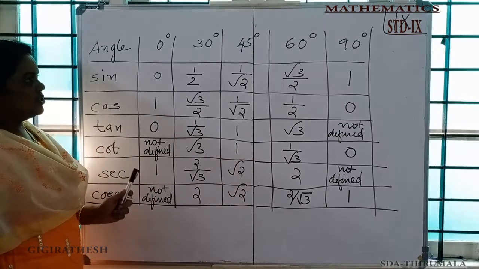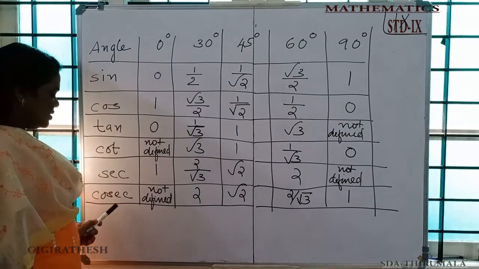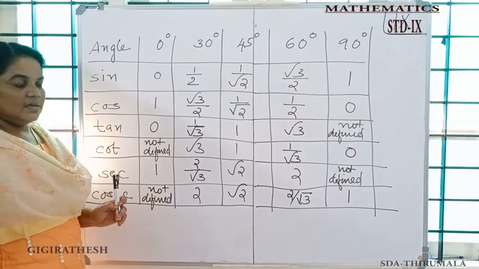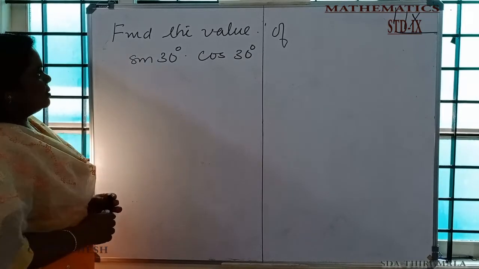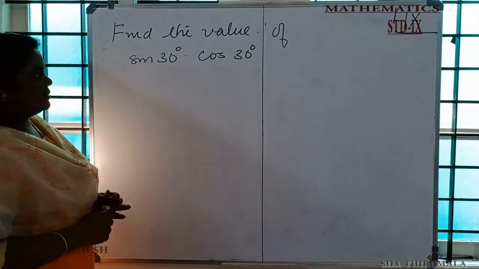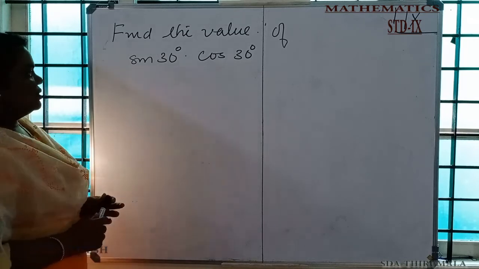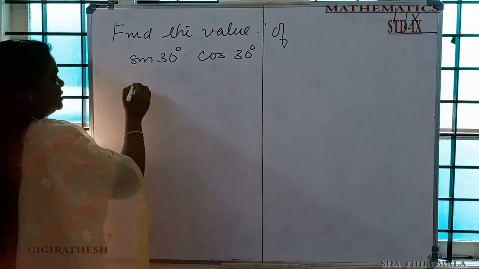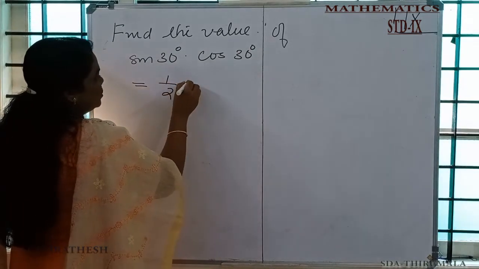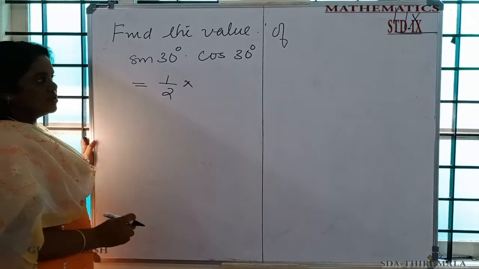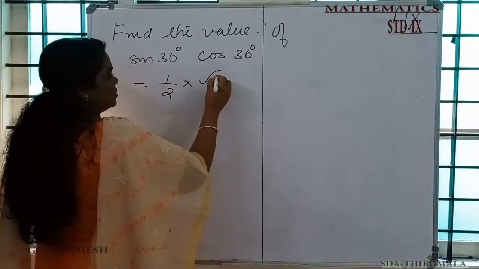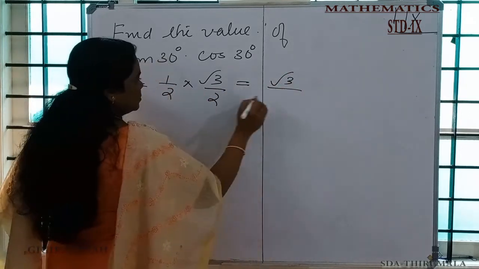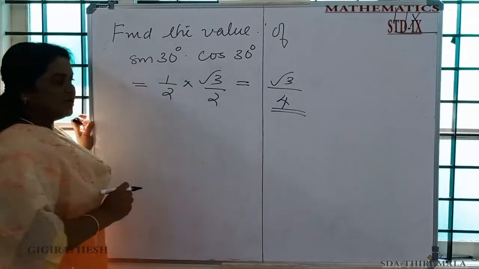These are the values of the 6 trigonometrical ratios, and you should learn this by heart. Okay, let's do some problems. Find the value of sine 30 into cos 30 degree. Sine 30 degree is equal to 1 by 2, into cos 30 degree, which is equal to root 3 by 2. So it is root 3 by 2 into 2, which is equal to 4. This is the answer, root 3 by 4.